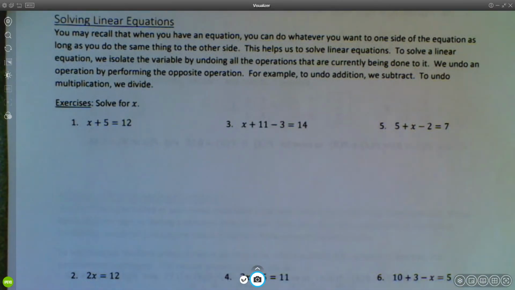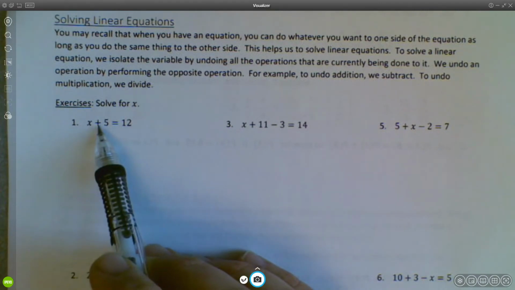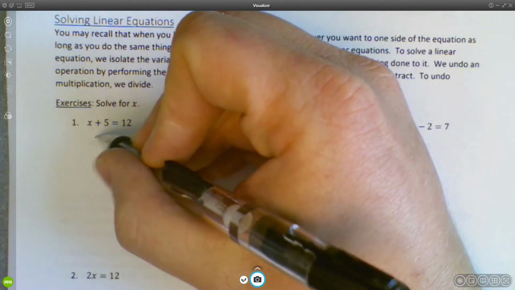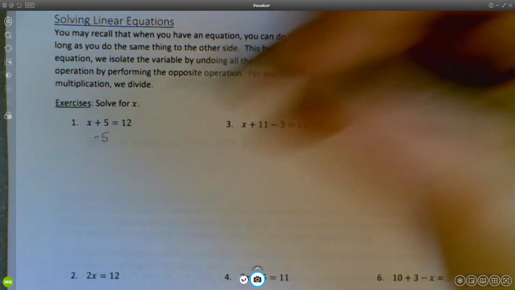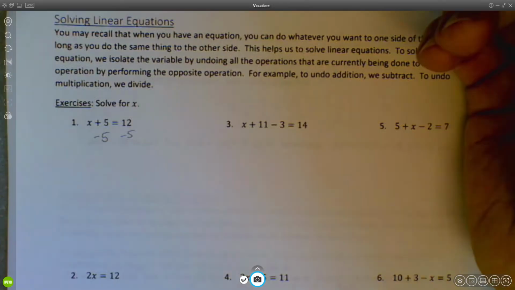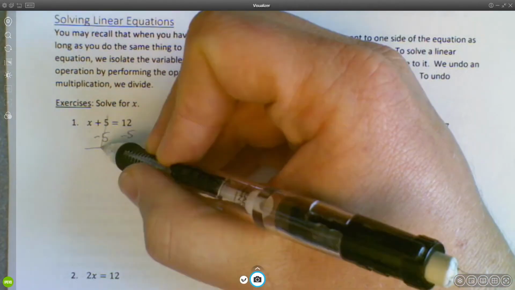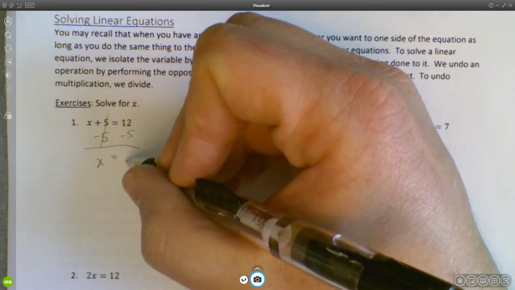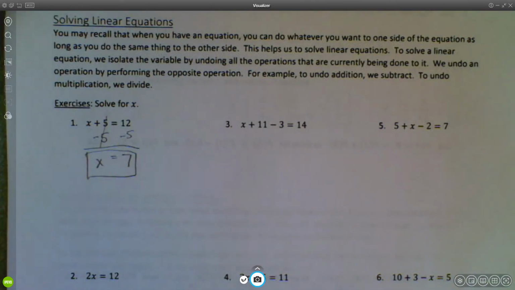So the way that we do this algebraically is we say, okay, we want to get x by itself. Right now we're adding a 5 to the x, so in order to get rid of that plus 5, I need to subtract a 5. And I'm allowed to do that as long as I also subtract a 5 from the other side of the equation. And if I do that, I'm just going to be left with an x on the left, and then 12 minus 5 is a 7 on the right. So x equals 7, just like we suspected. Okay.